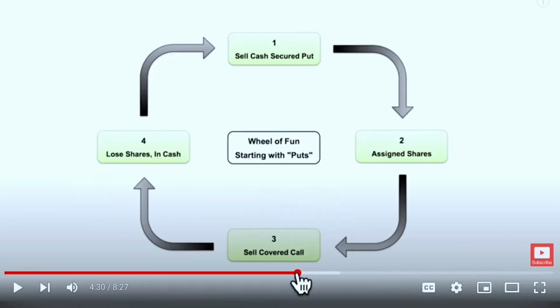So that's essentially why I called it the Wheel of Fun. You can see what's happening. It's a pretty simple system of selling a cash secured put, probably getting assigned shares, selling a covered call to get rid of the shares, and then you lose them, you're in cash, you keep premium on both sides, and then you repeat the cycle. So that is the Wheel of Fun.